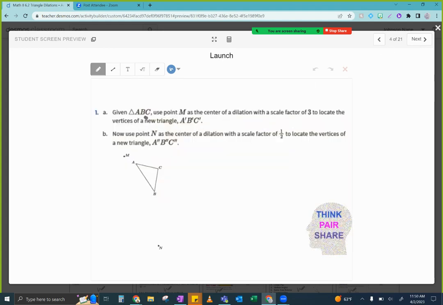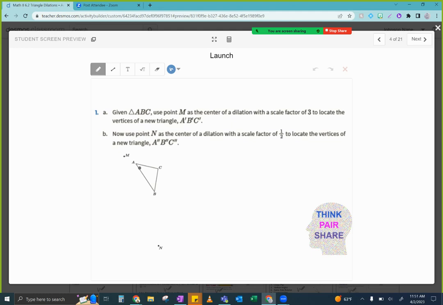It says, given triangle ABC, use the point M, this point here, as the center of dilation with a scale factor of 3 to locate the new vertices of new triangle A prime, B prime, C prime. So what are they asking you to do here? Maybe you have done a dilation before, but I'm going to treat you as if you've never done a dilation before.